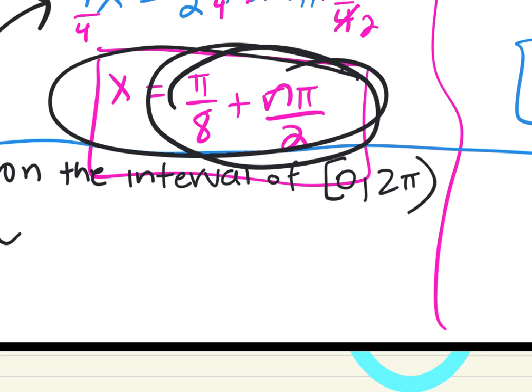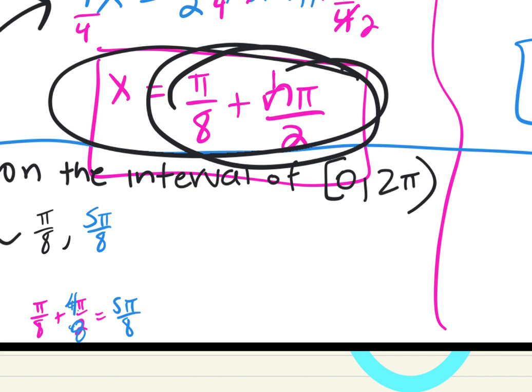So I start at the first one, which is pi over 8. That's one of my answers. Then I add the updated interval to it. So pi over 8 plus n, we're going to make 1. So we're going to add pi over 2. And I change this, multiply by 4, multiply by 4. This becomes 4 pi over 8, and I get 5 pi over 8. And I check to see if that's on the interval. Is 5 pi over 8 between 0 and 2 pi? Yes, so I keep it.